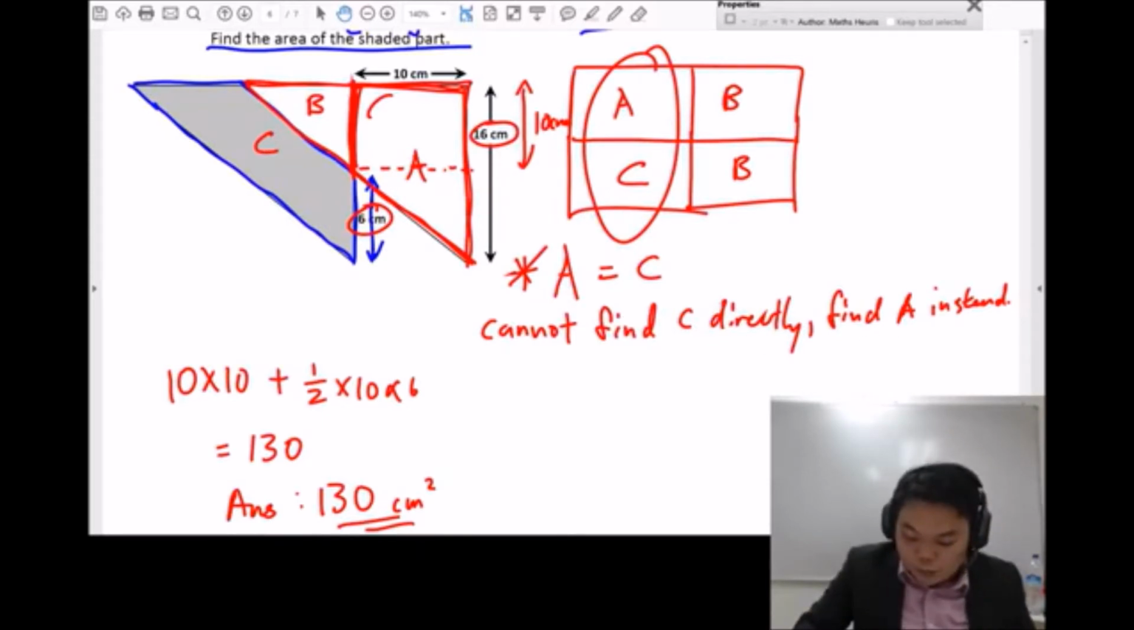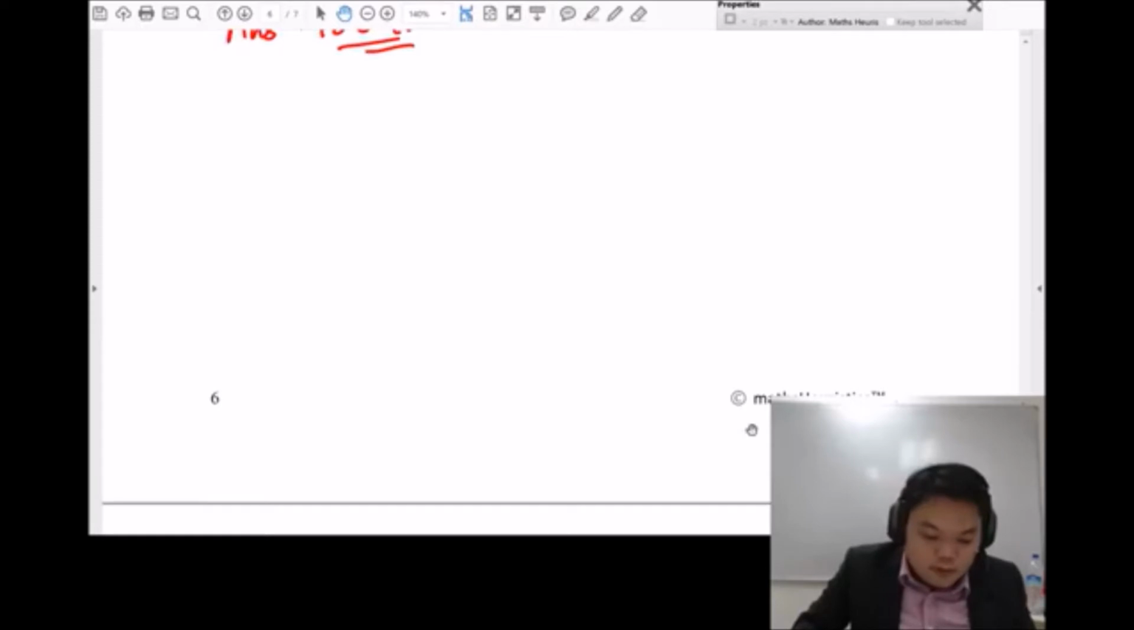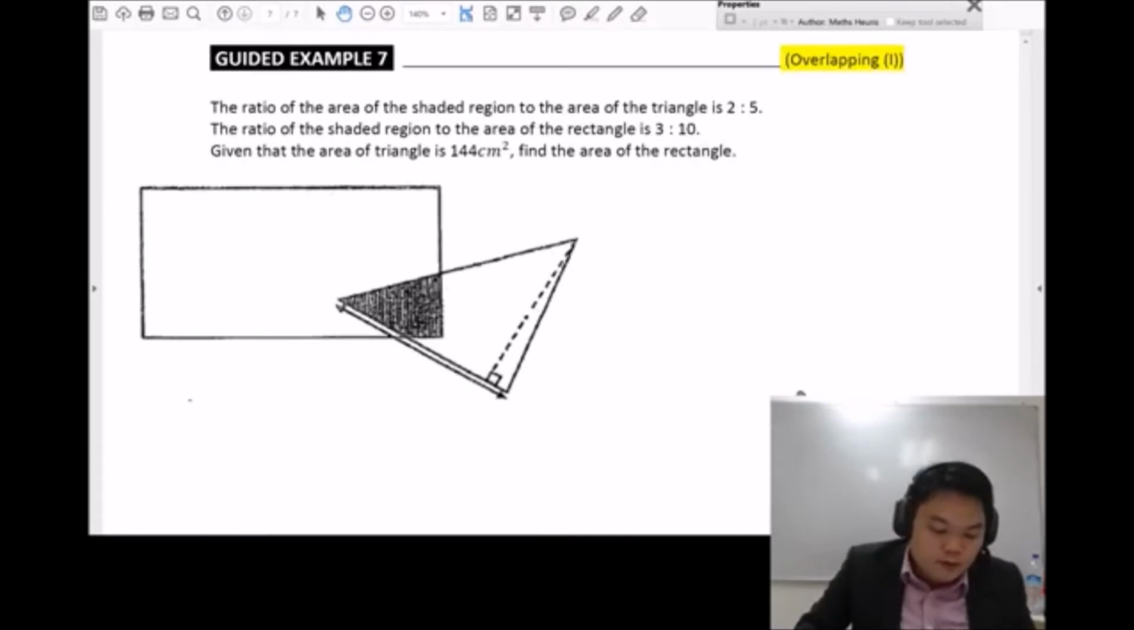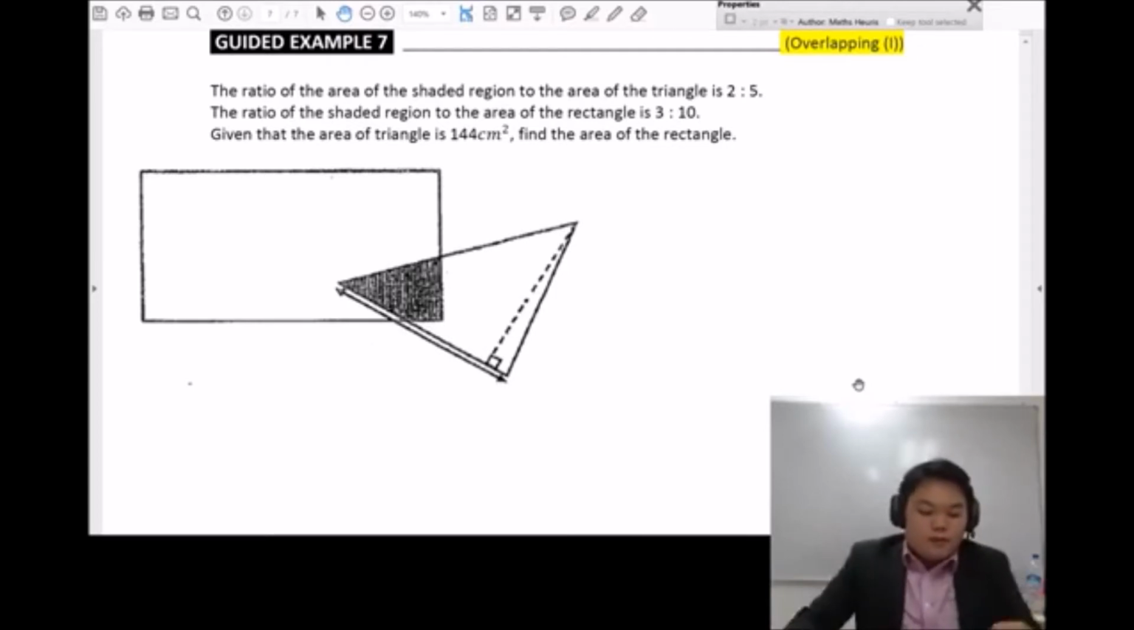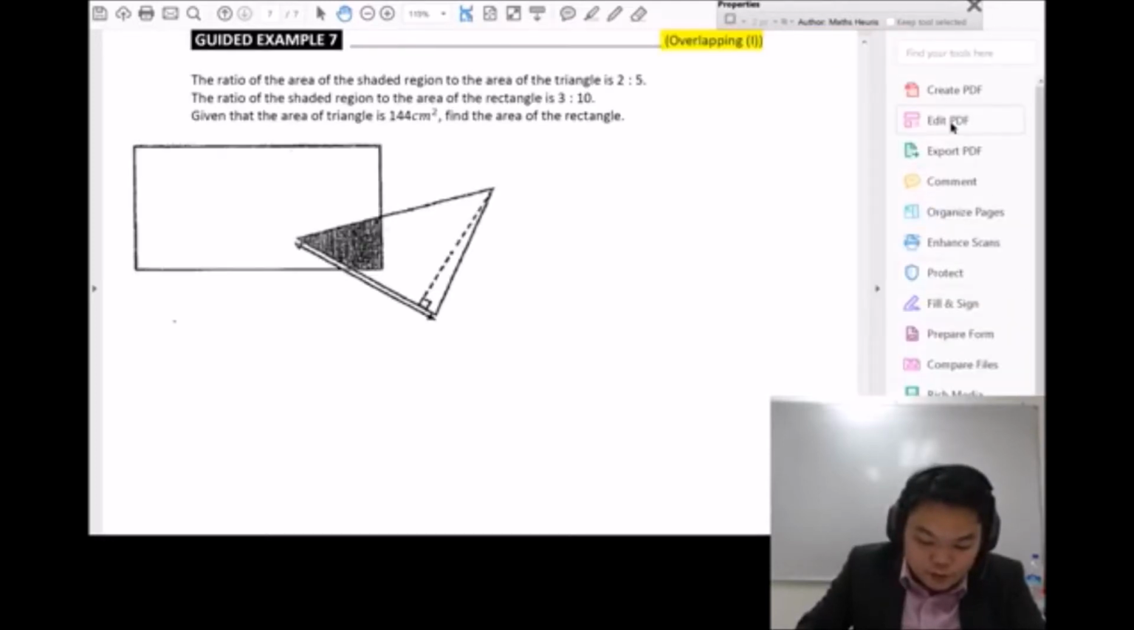Okay, so now the last one. Example 7. So here, problems like these are also very common these days. Let me just make it smaller first.